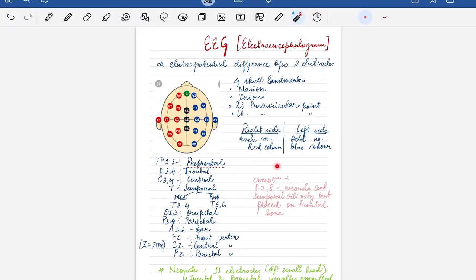Now of all these leads, whatever their abbreviation is, they represent that area, like F for frontal. However, there is only one exception. F7 and F8 record the anterior temporal activity, but since they are placed on the frontal bone, they are labeled as F7 and F8.